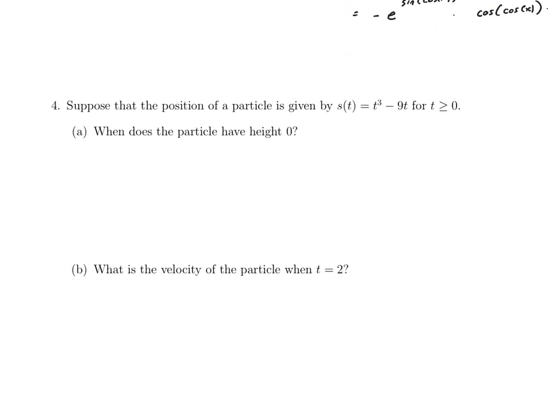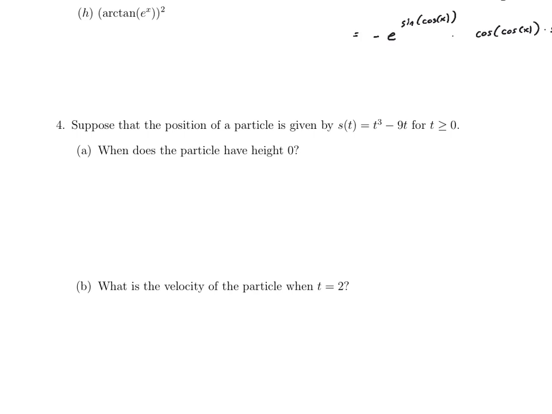Alright, this next one says, suppose we have a position particle that's given by s of t is equal to t cubed minus 9t. So the question is, when does it have height 0? That's the same thing as asking, when is s of t equal to 0? Now the thing that you want to note here is t has to be greater than or equal to 0. You can't go backwards in time unless you have a flux capacitor, which we don't really have, so we'll take that off.